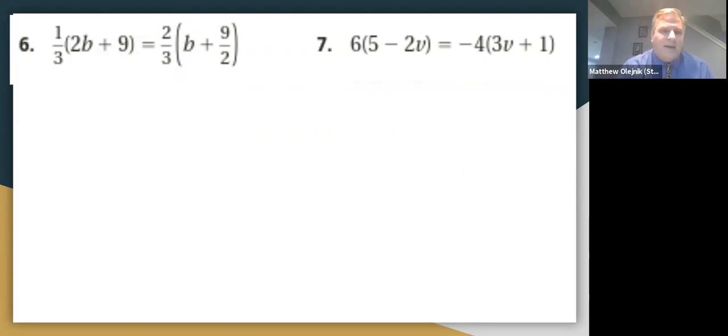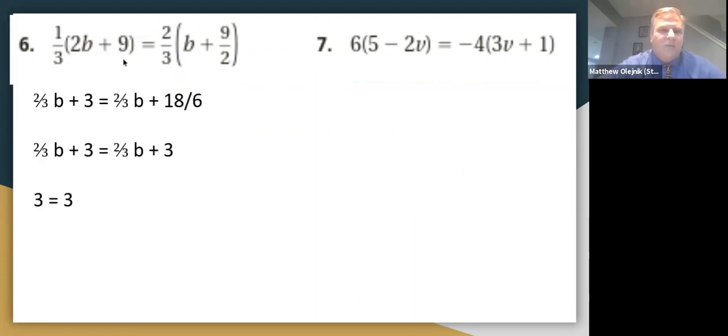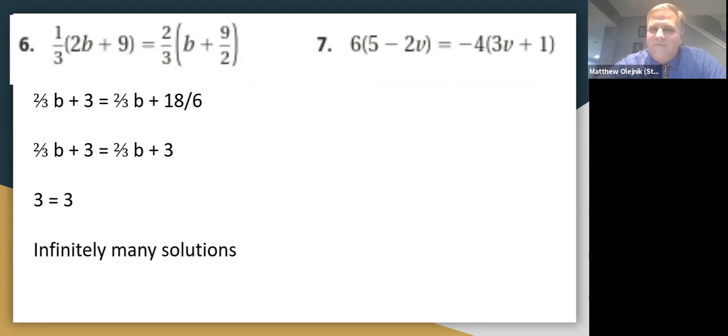All right, welcome back. I hope you've been showing your work. Let's see what you have written down. Well, after we perform the distributive property on both of these, we're going to get 2/3 b plus 3 equals 2/3 b plus 18/6. Then I just reduced that to 3. So it's really the same on either side of the equation. We end up with 3 equals 3. And what does that mean when the numbers are the same? That's right. We have infinitely many solutions.